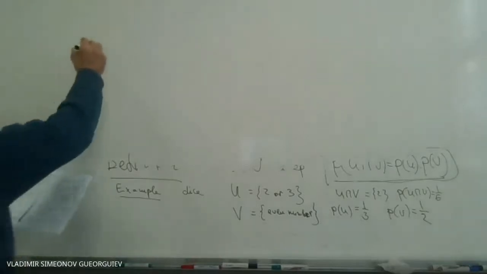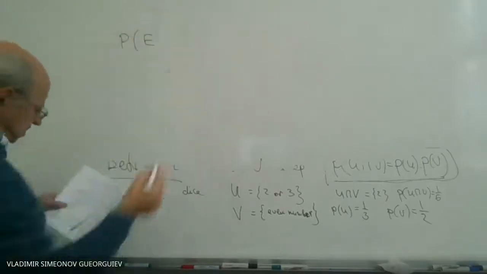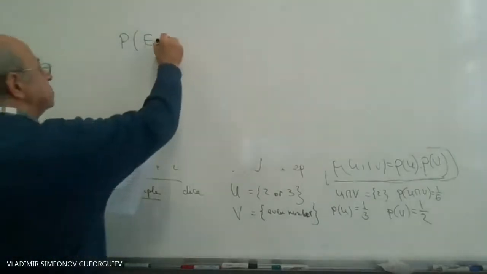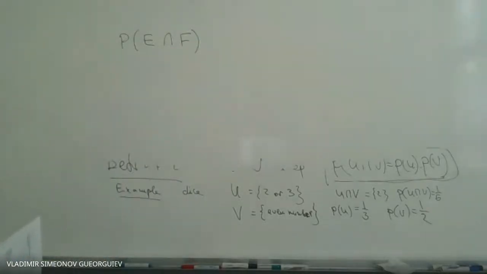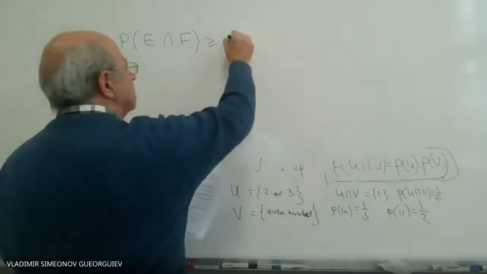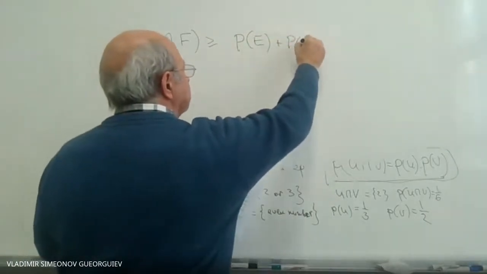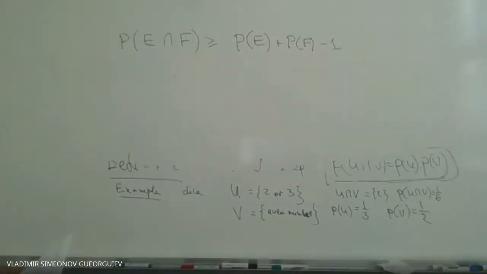Actually, this exercise says that, here they use other letters, but U, V, A, F, this is not so important. They assert that the probability of the intersection between two sets in our algebra is always bigger or equal than probability of A plus probability of F minus 1. So they are asking in exercise 12 to show that this inequality is always true.